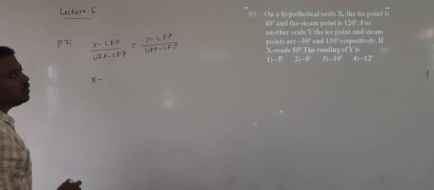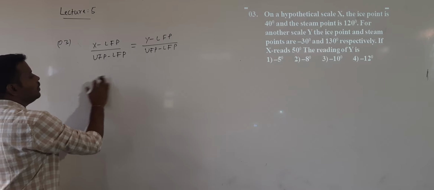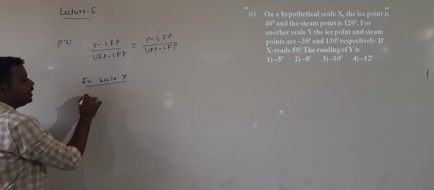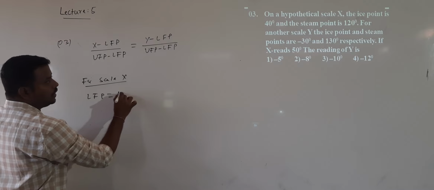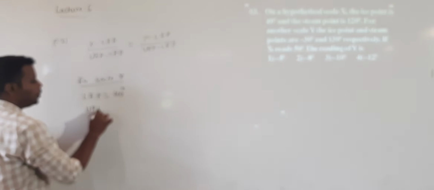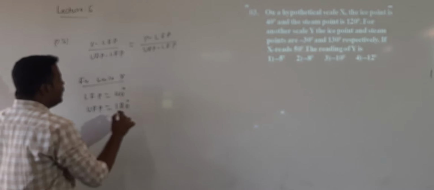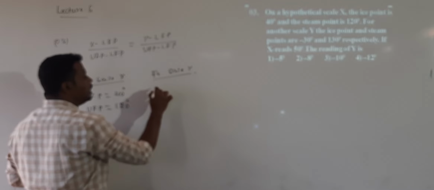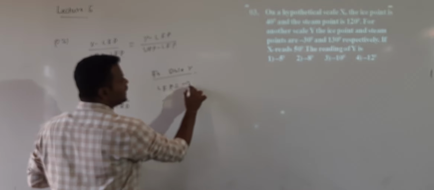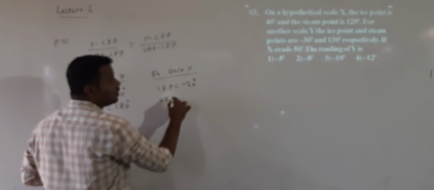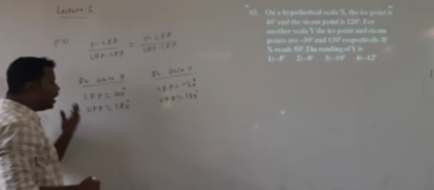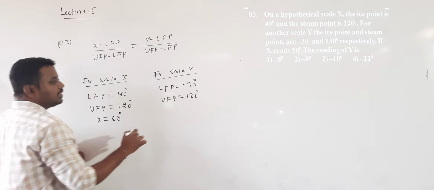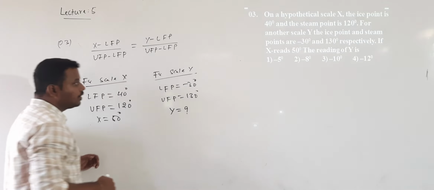What about the lower fixed point, the ice point, of scale x? For scale x, the lower fixed point is 40 degrees and the upper fixed point is 120 degrees. Whereas for scale y, the lower fixed point is -30 degrees and the upper fixed point is 130 degrees. The scale x reading is also given: x is 50 degrees. We are asked to calculate y.